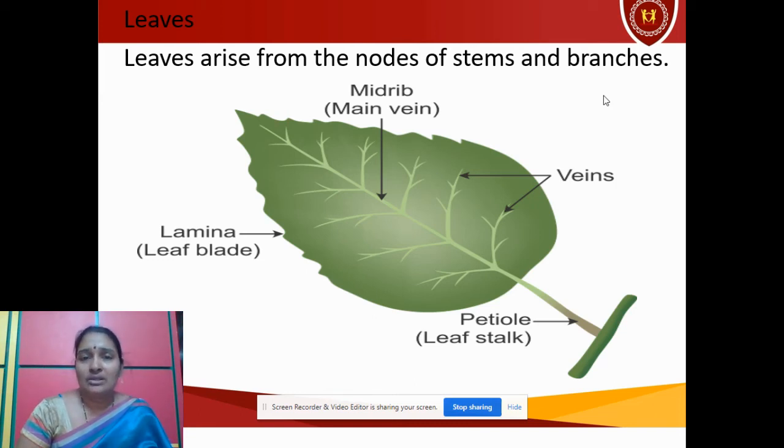That main vein is called the midrib. From the side, other lines will be passing, and they are called veins. The stalk of the leaf is called the petiole. Okay, this is the general structure of a leaf, which you have studied even in your class 4.